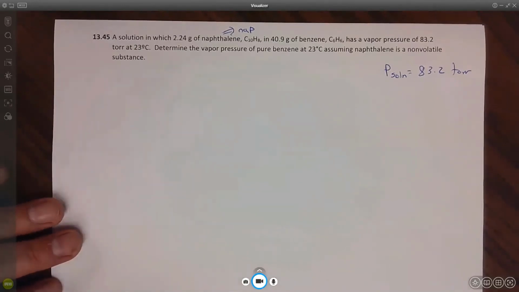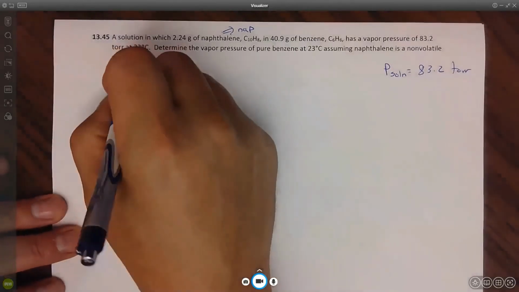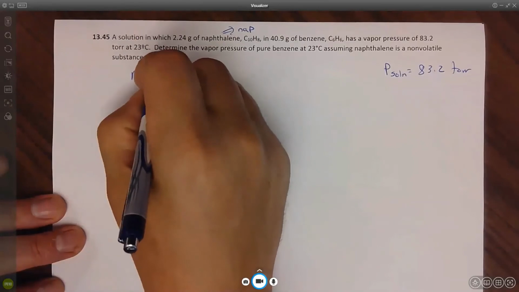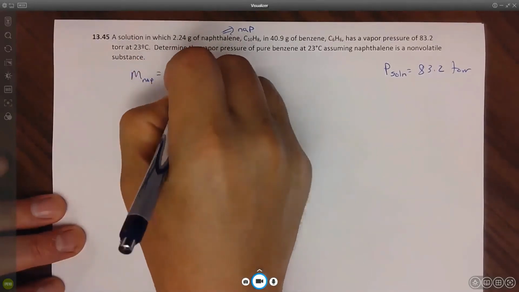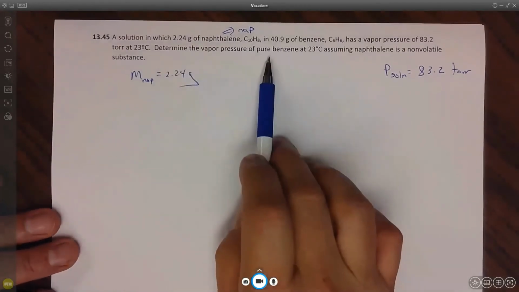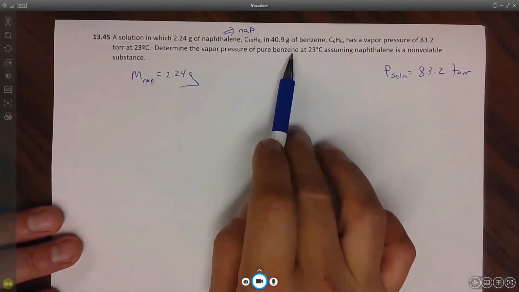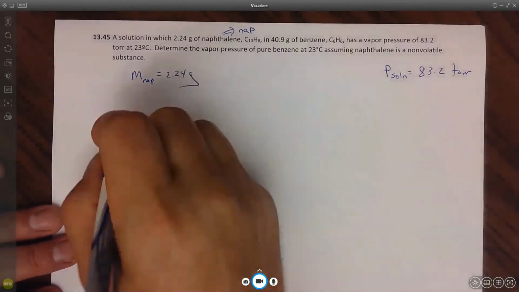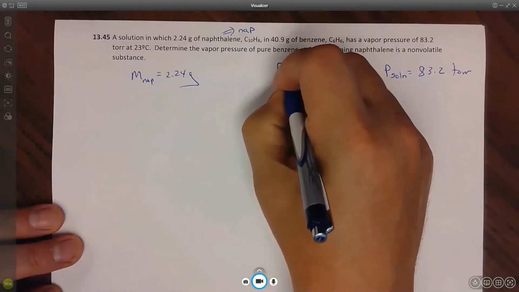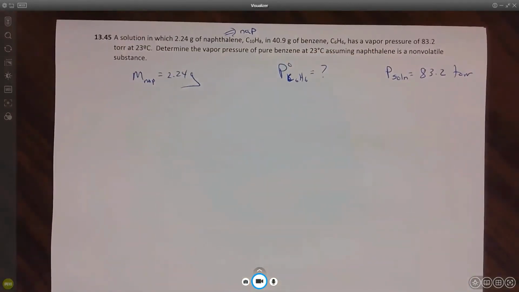Okay, so again, we have the mass of the naphthalene equal to 2.24 grams. And it wants us to determine the vapor pressure of pure benzene at the same temperature. So pure benzene now at the same temperature. So what are we looking for? Well, that would be this. Let's call this C6H6. So this is what we're looking for.